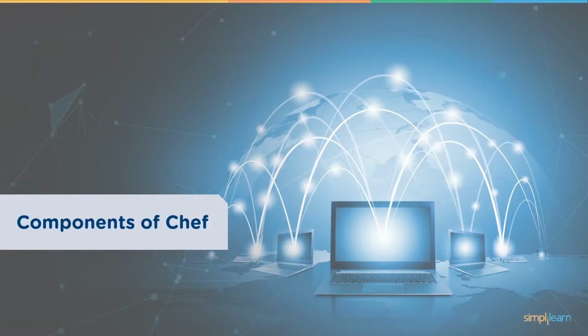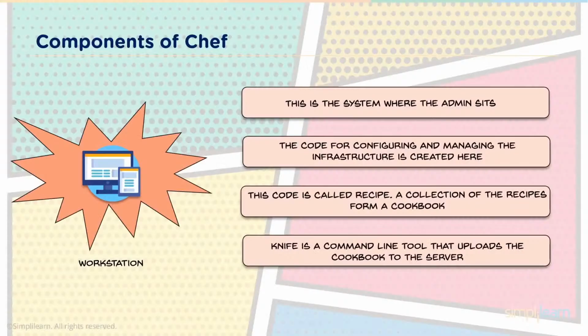Let's now look at the various components of Chef. So our first component is the workstation. The workstation is the system where the system administrator sits. He or she creates the codes for configuring your nodes. Now these codes, which in case of Chef are written in Ruby, are called recipes. And you'll have multiple recipes. So a collection of recipes is called a cookbook. Now these cookbooks are only created at the workstation, but they need to be stored at the server. So the knife is a command line tool. So it's basically a command that you will see us executing in one of our demos that shifts these cookbooks from the workstation over to the server.